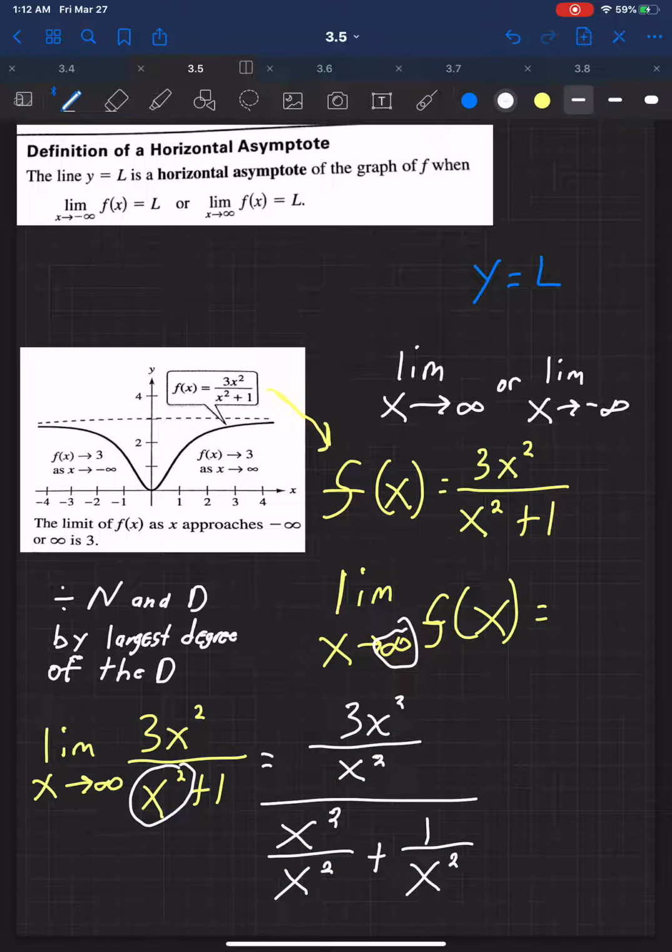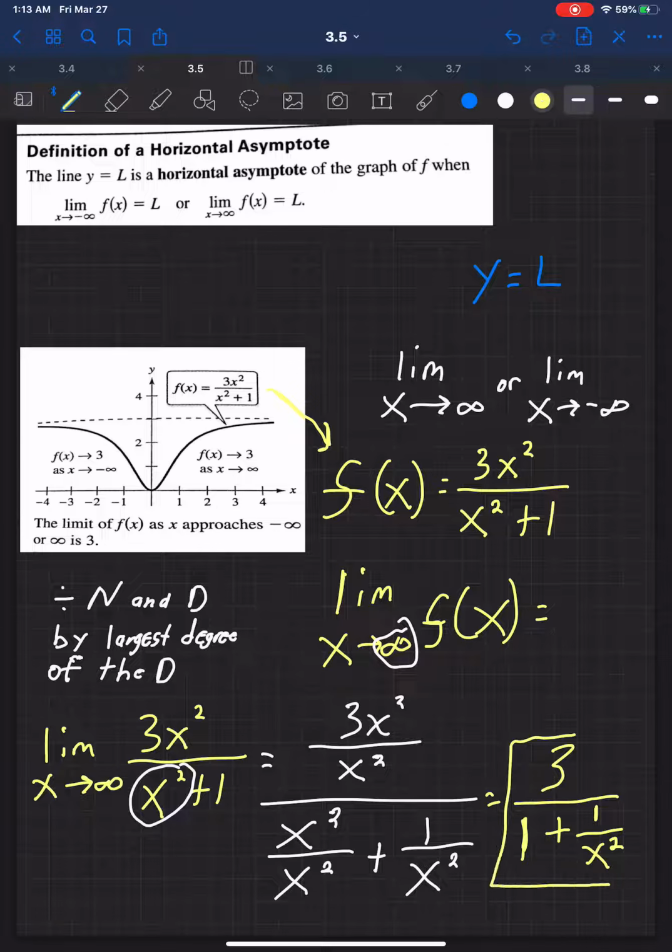My dog. Okay, and so what does that look like? So now I have 3x squared divided by x squared, which is just 3. And I have x squared divided by x squared, which is just 1. And then I have plus, well, I'm going to have to leave this as 1 over x squared. Are you with me? Are you along for this ride here? Are you with me on how I got to here? Divide by the x squared.